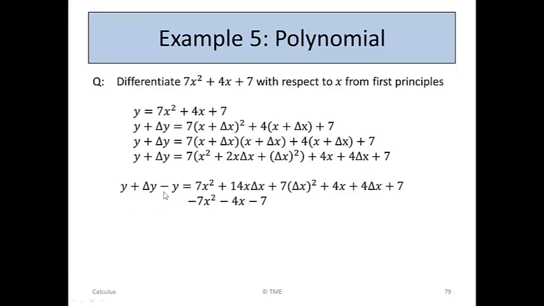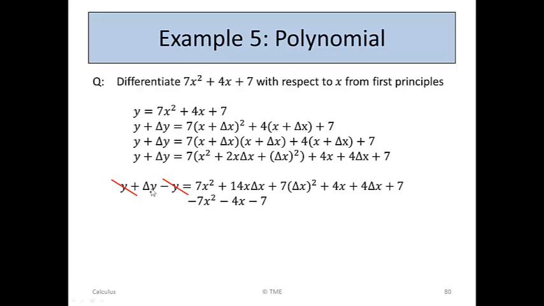So if we take y plus delta y minus y and we subtract from this value here for y, we get 7x squared plus 7 by 2, that's 14x delta x, plus 7 by delta x squared, plus 4x plus 4 delta x plus 7, minus all of this term, that was the y, minus 7x squared, minus 4x, minus 7. So all of that is our expression for y plus delta y minus y.